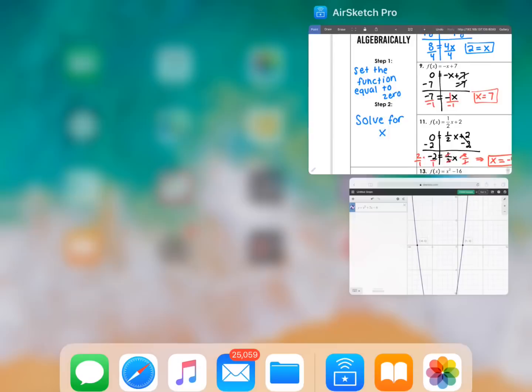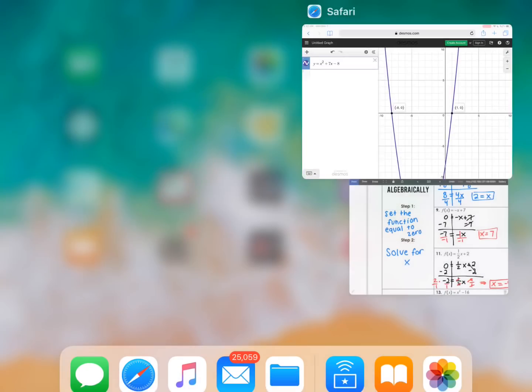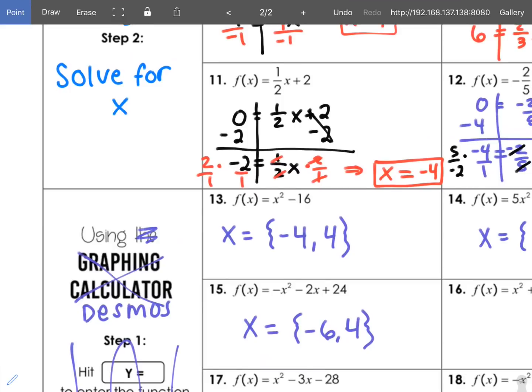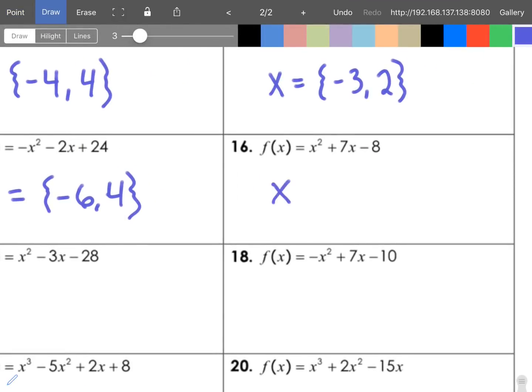And that makes sense when we're looking at Desmos, right? Because we're getting a number for x every single time, but we always have 0 for y. Whenever y is 0, those are your roots for your function. Those are your zeros for your function, okay? All right, so for number 16, x equals negative 8 and 1.